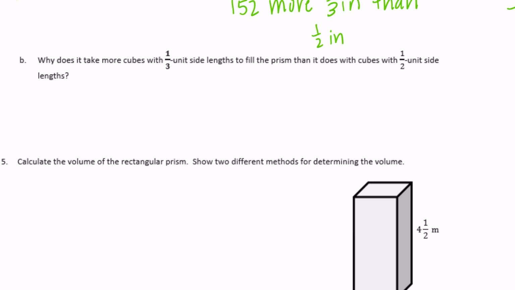B, why does it take more cubes with third unit side lengths to fill the prism than it does with cubes with half unit side lengths? Well, a third is less than a half. So they're much smaller, which means we can fit more inside of the same size box, right? If you have some smaller coins, like say you have pennies, you could fit more pennies inside of something than you could $50 because they're smaller.